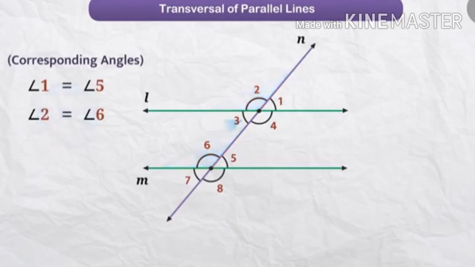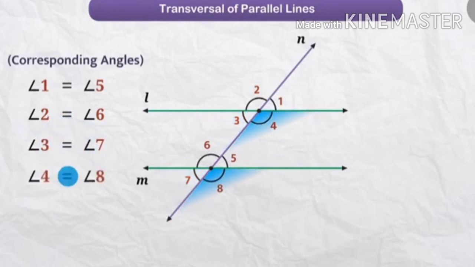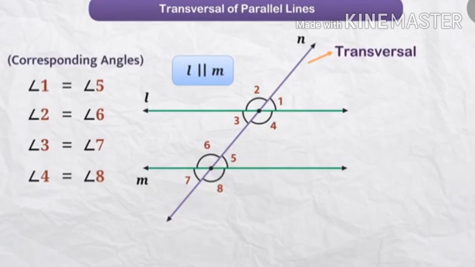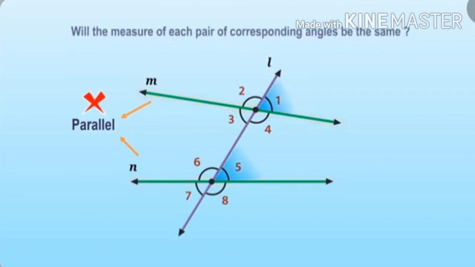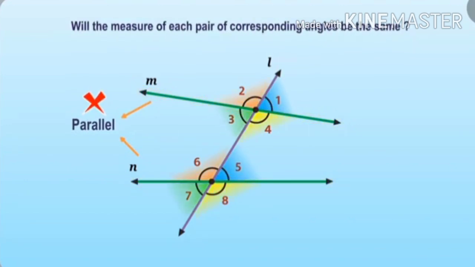The corresponding angles, angle 3 and angle 7, are also equal, and the corresponding angles, angle 4 and angle 8, are also equal. Keep in mind that all these corresponding angles are created by the transversal of parallel lines. Now, look at this figure, in which it shows two lines and its transversal. But here, the two lines are not parallel. Would the measure of each corresponding angle be the same? Even in this case, we can think.